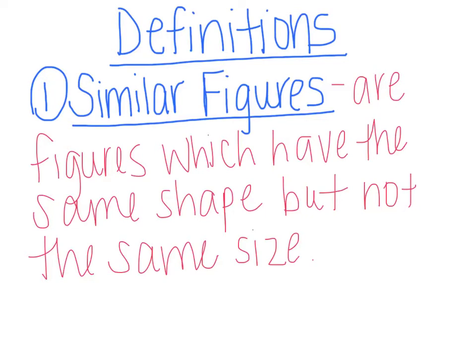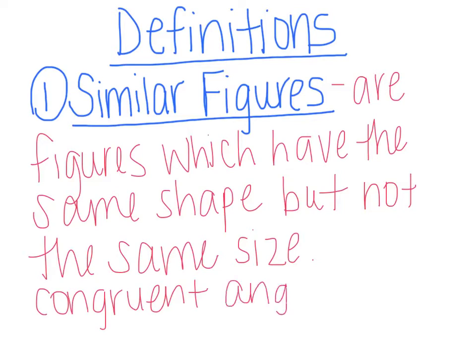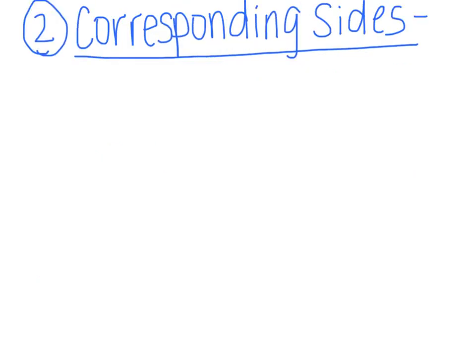They have angles that are congruent. Which is really important, so I'm going to star that. They have to have congruent angles. The next definition is going to be corresponding sides.